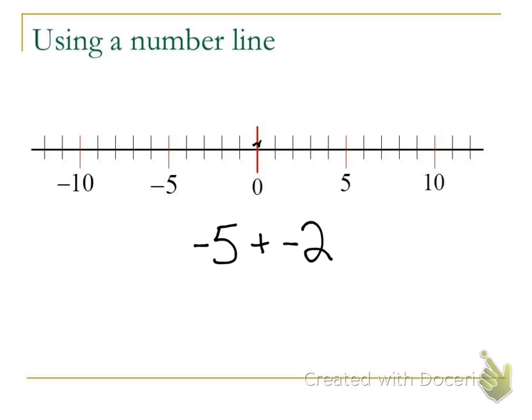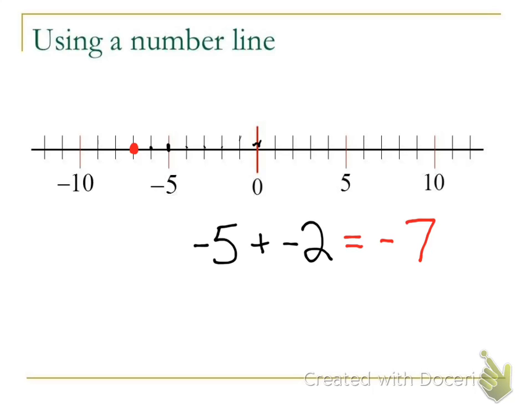So in this case, I have negative 5 plus negative 2. So I'm going to start at 0. I'm going to go negative 5 units. And then from that spot, I'm going to add negative 2, or go negative 2 more units. So I need to go left 2 units. And then I look at where I am. I am at negative 7. So negative 5 plus negative 2 is negative 7.